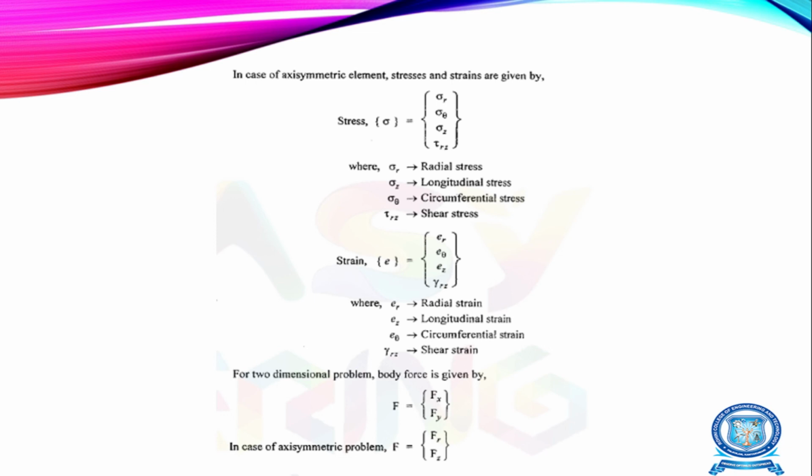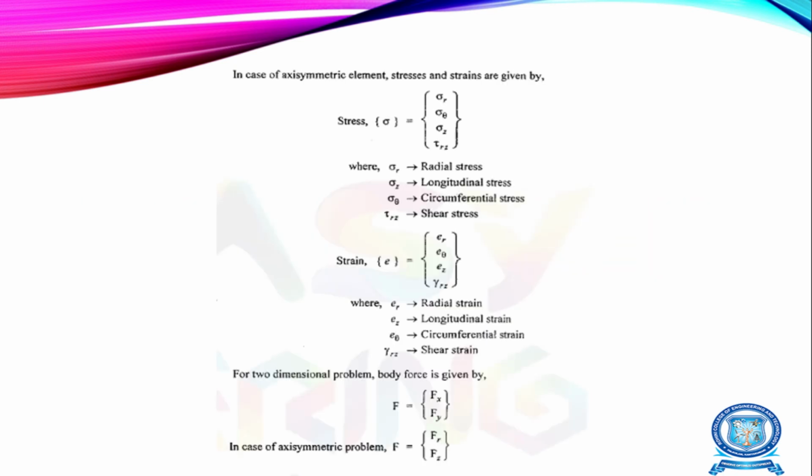Likewise, for a two-dimensional problem, the body force is given by F equal to the vector of Fx, Fy. But in axisymmetric problems, F is equal to the vector of Fr, Fz. So by this we are concluding this session. Thank you.